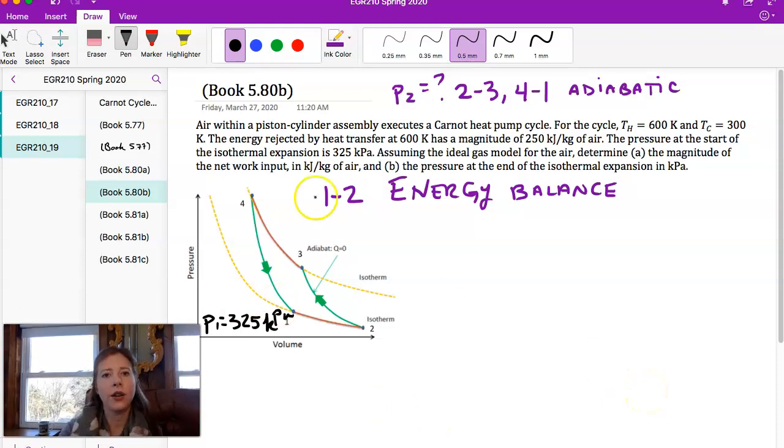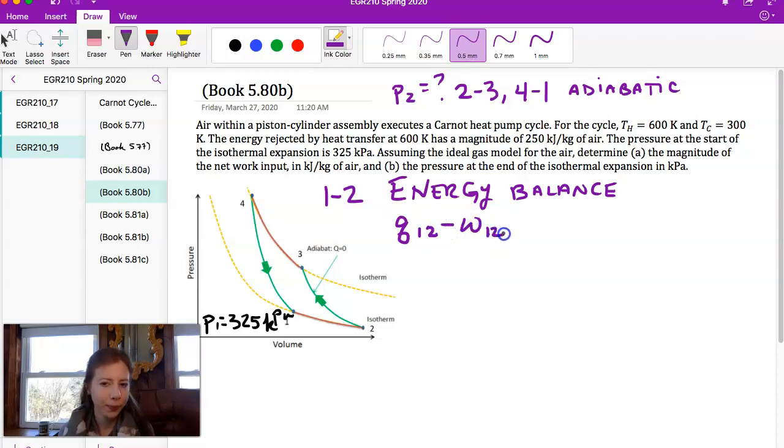So, looking at our energy balance, we're going to have Q12 minus W12 equal to U2 minus U1. And we can neglect kinetic and potential energy, of course. In this case, process 1 to 2, we're riding along an isotherm. So is there going to be a difference between our specific internal energies if T2 is equal to T1? Say no. No.